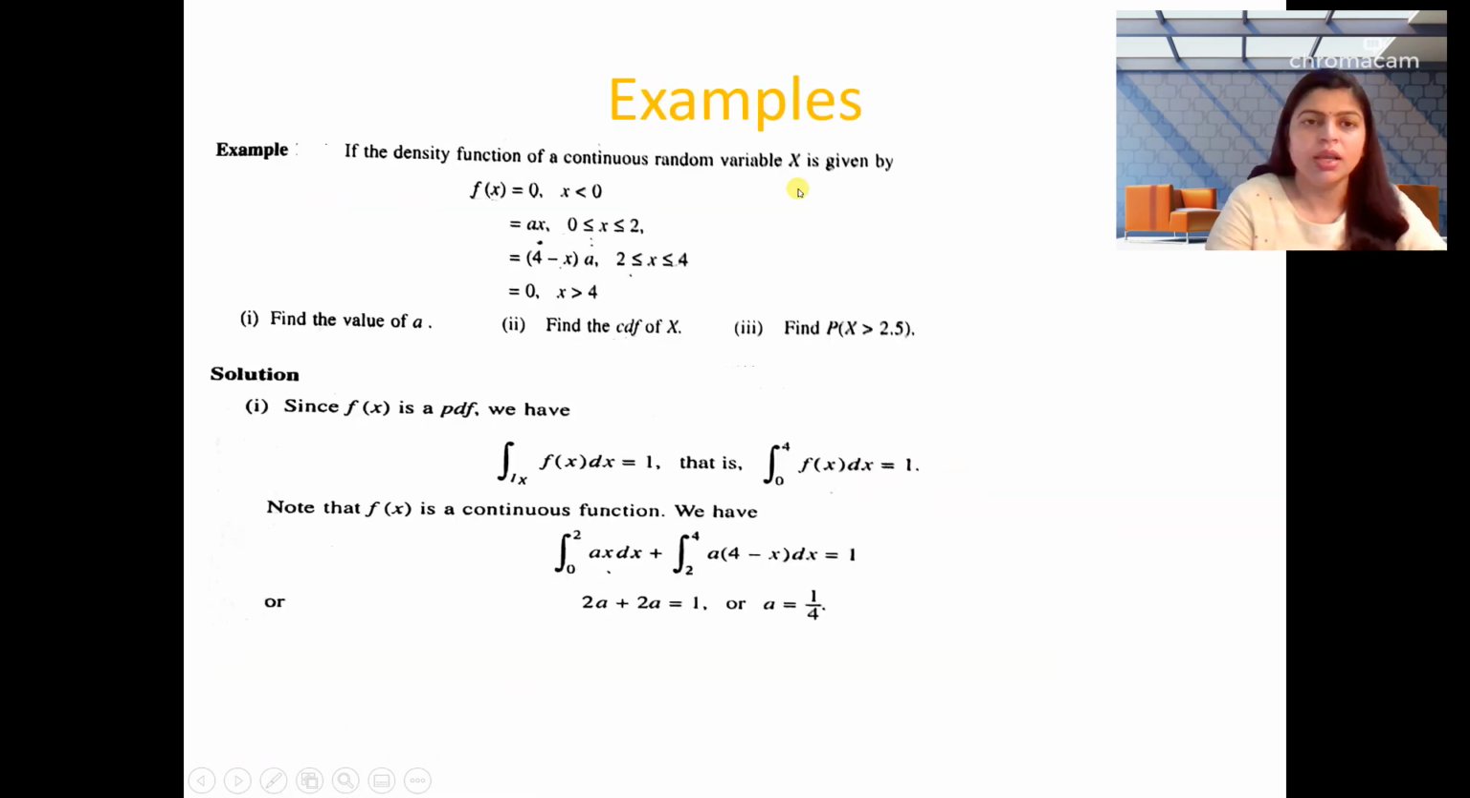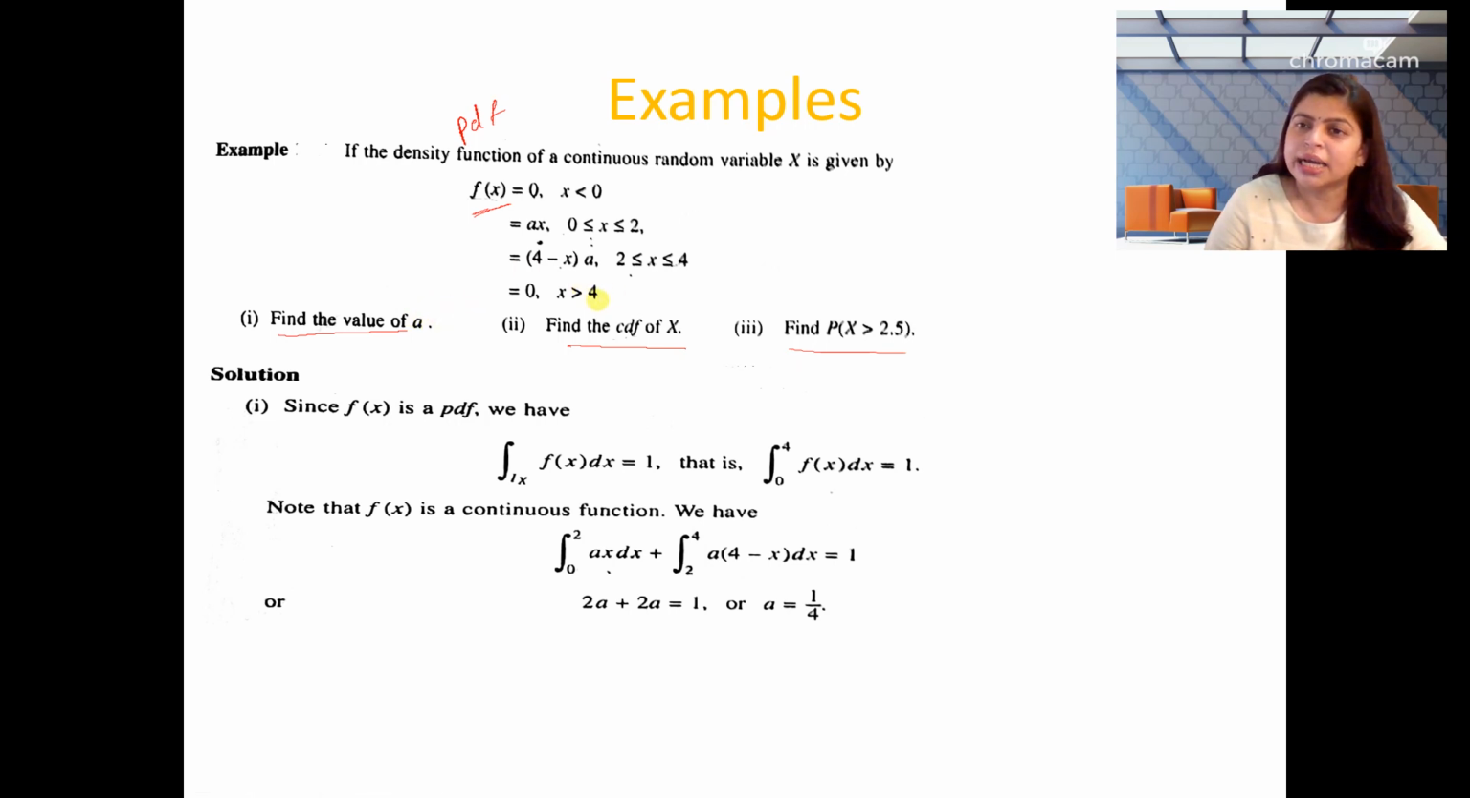Okay, so here this is an example, and you can see here if the density function of a continuous random variable x is given like this. So fx, basically PDF, is given to us, okay, in different ranges. Now the question is find the value of A, find the value of CDF of x, and find this probability. So the first question is like A is what? A is any arbitrary constant.